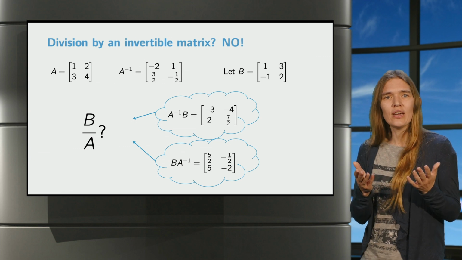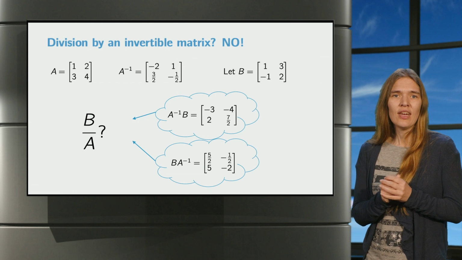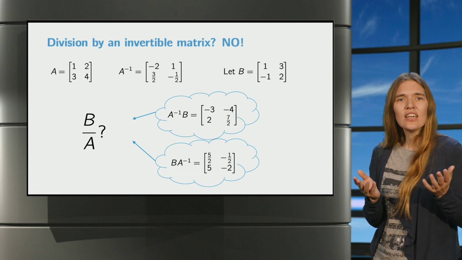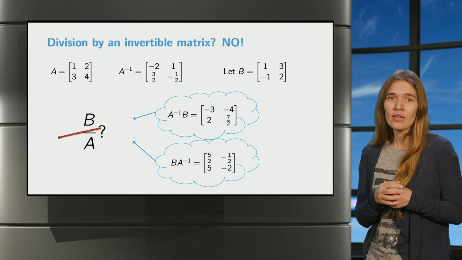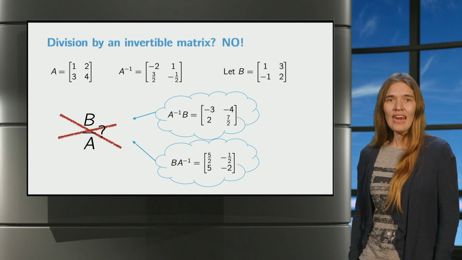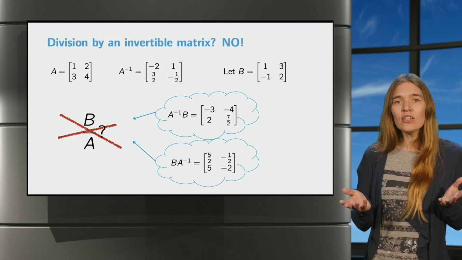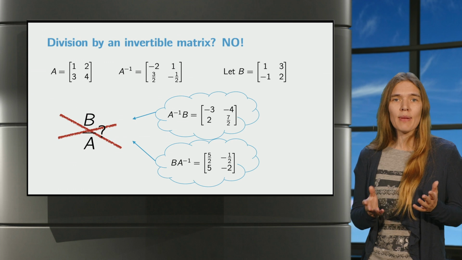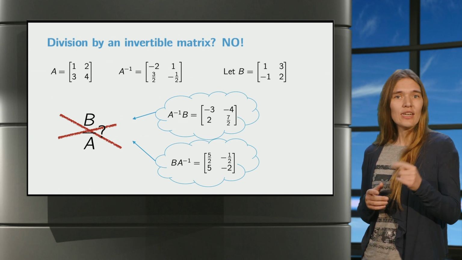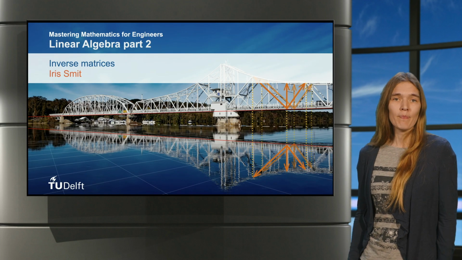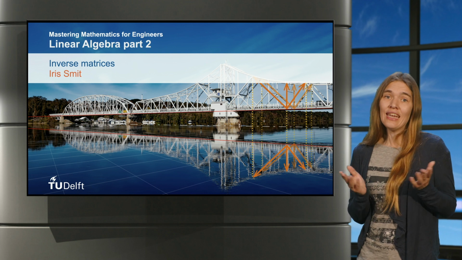The key issue here is order matters in matrix multiplication. An expression like B over A does not keep track of order, and therefore should not be used. Instead, multiplication by inverse matrices allows us to perform division-related computations in a way that respects the peculiarities of matrix products. In the next video, we'll move on to the elephant in the room. How do we actually compute an inverse matrix, if it exists at all?